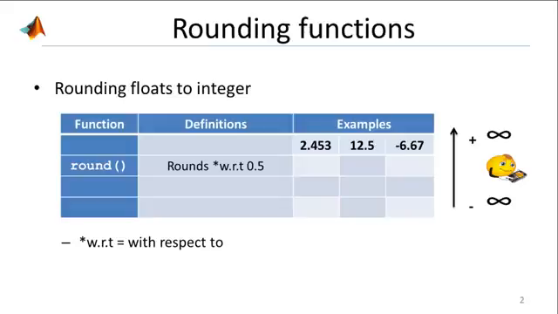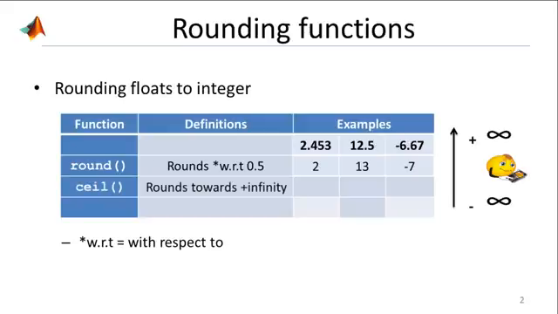Well, 2.4 is less than 2.5, so it rounds down to 2. 12.5 is exactly on that limit, it rounds up. And negative 6.67 is below negative 6.5, so it rounds down. So the answers would be 2, 13, and negative 7. For the negative, if you want to remember a little trick, take away the negative, do the math as you would normally, and put the negative back.